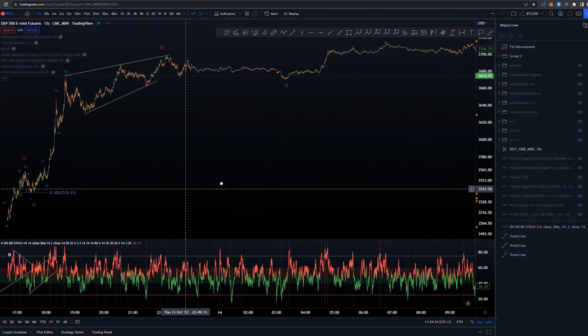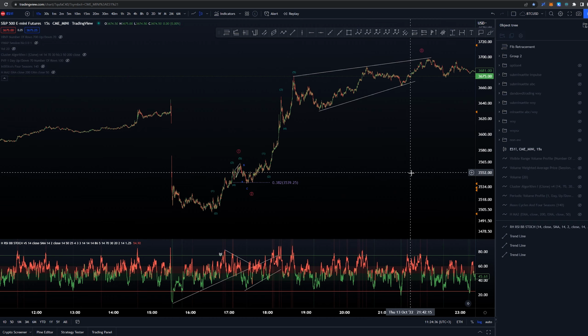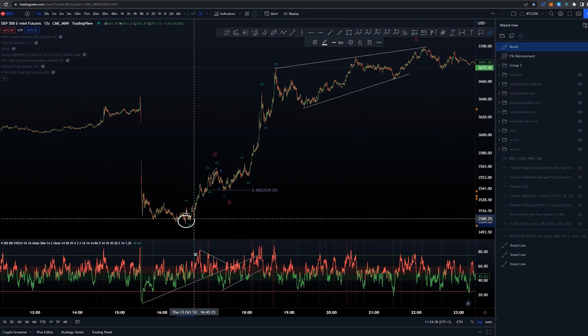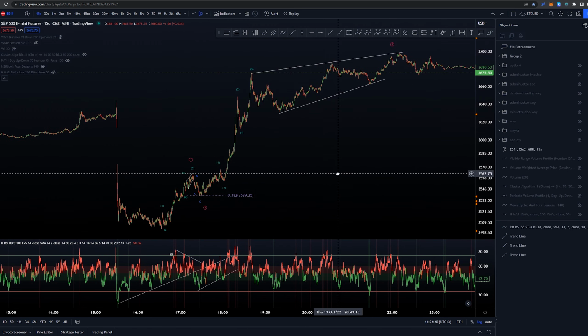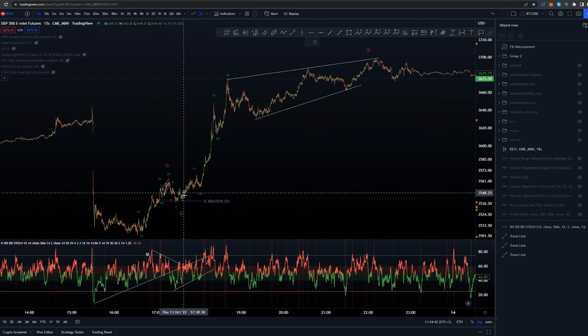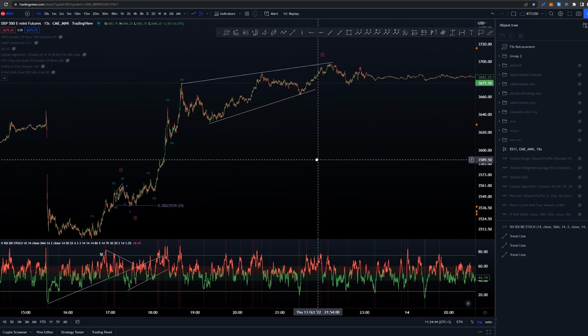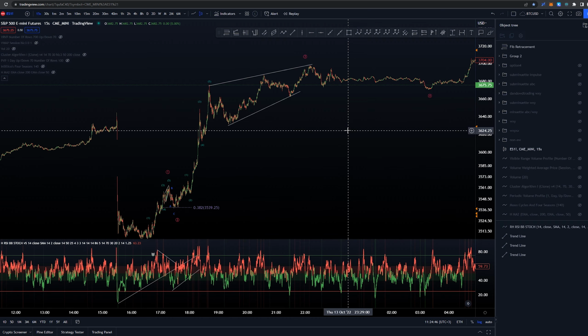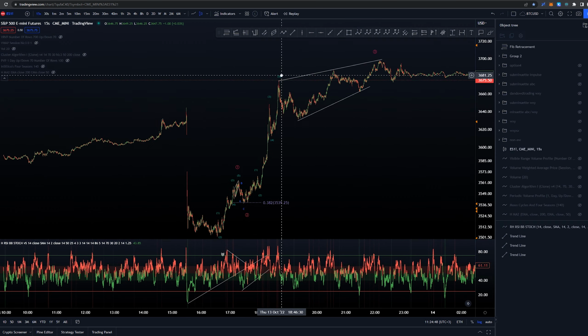Now in hindsight, of course, should I have kept it open? I had a perfect entry here. I should, of course, but that is something that happens sometimes, you get the point.